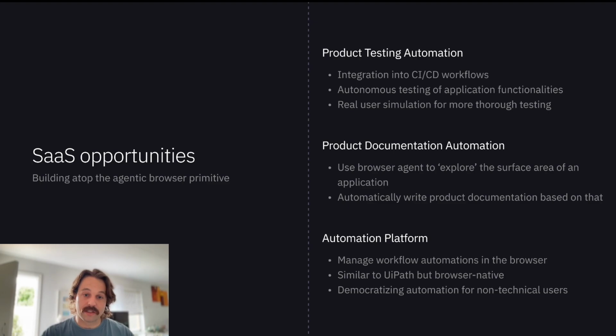Similarly, with product documentation, if we can have an agent explore the interface of an application, we could ask it to come up with instructions and documentation, which can help build out the knowledge base for that application automatically.